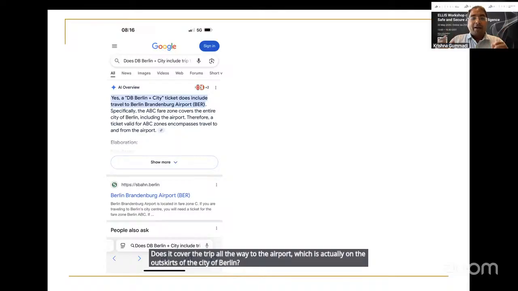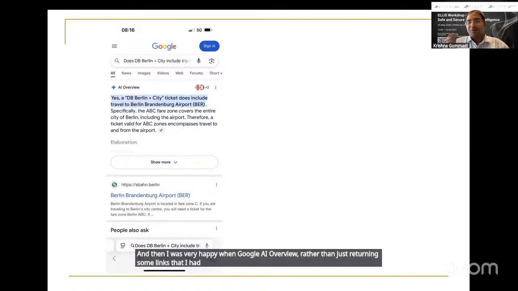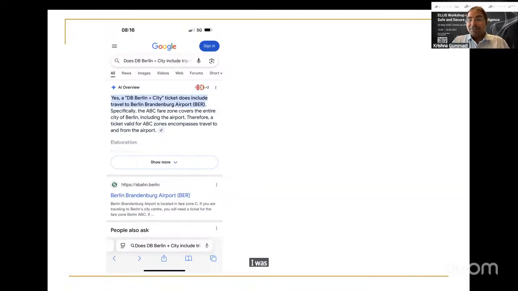And then I was very happy when Google AI Overview, rather than just returning some links that I had to browse through and figure out what the answer is, responded by saying, yes, the Deutsche Bahn plus Berlin plus city ticket includes travel to the airport. I was actually very surprised. I wasn't expecting it to be that decisive, and I was very happy.